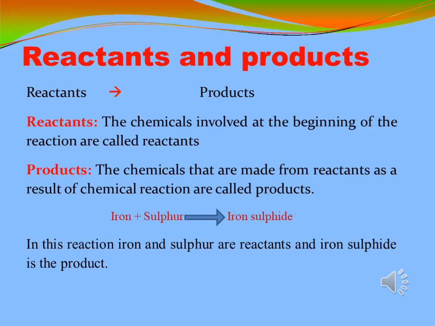Dear students, a chemical reaction or equation is combination of two things. 1. Reactants. 2. Products. I am going to explain the components of a chemical reaction. Listen. Reactants and products. Reactants. The chemicals involved at the beginning of the reaction are called reactants. Products. The chemicals that are made from reactants as a result of chemical reaction are called products. When we say iron plus sulfur gives iron sulfide, in this reaction iron and sulfur are reactants and iron sulfide is the product.